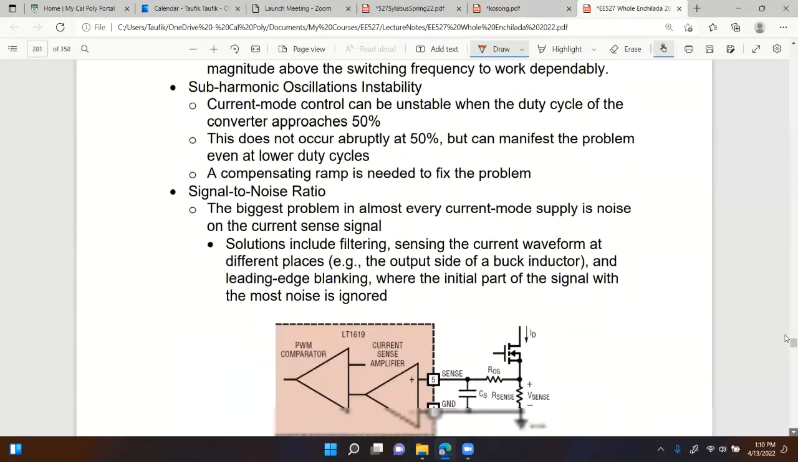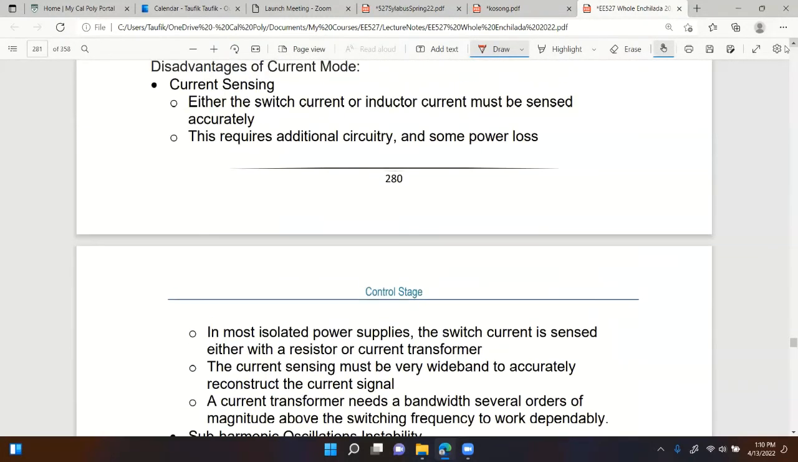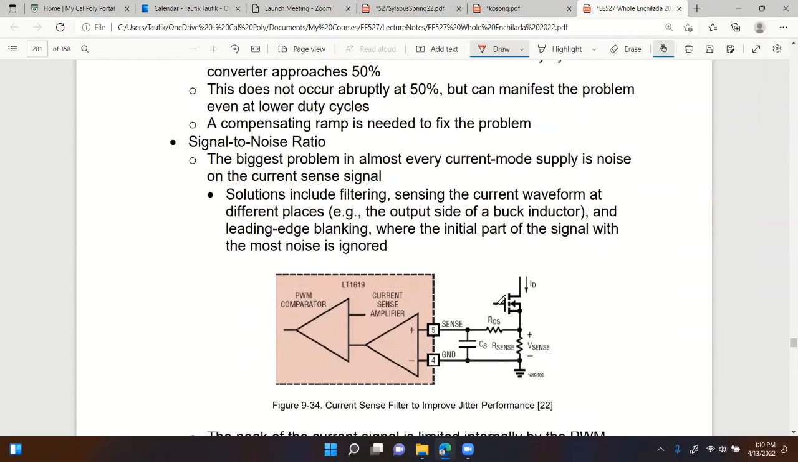Disadvantages: you have to use current sensing. That means loss. This requires additional circuitry as well as some power loss. Also, with current sensing, you've got to watch out for signal to noise ratio, because we can have some leakage spike going through this MOSFET. So it is not uncommon to put a low pass filter, not just the sense, but also a low pass filter before it goes into the controller, just to clip the leakage spike.